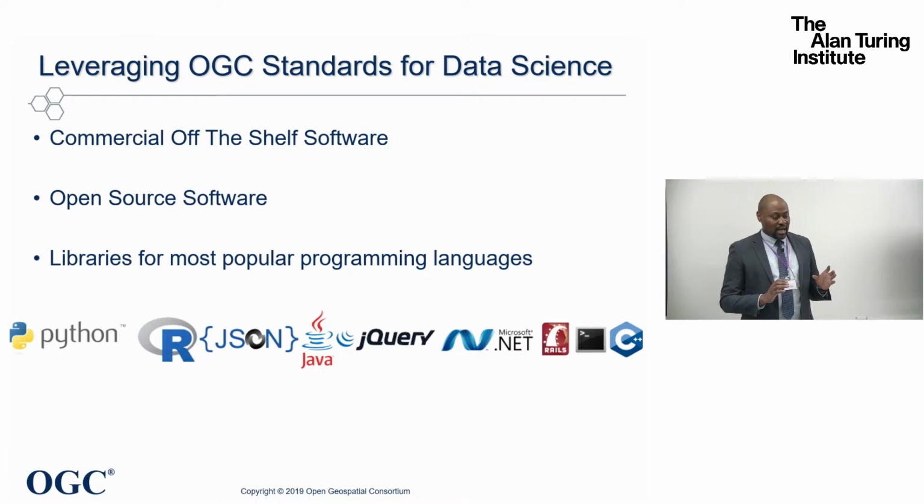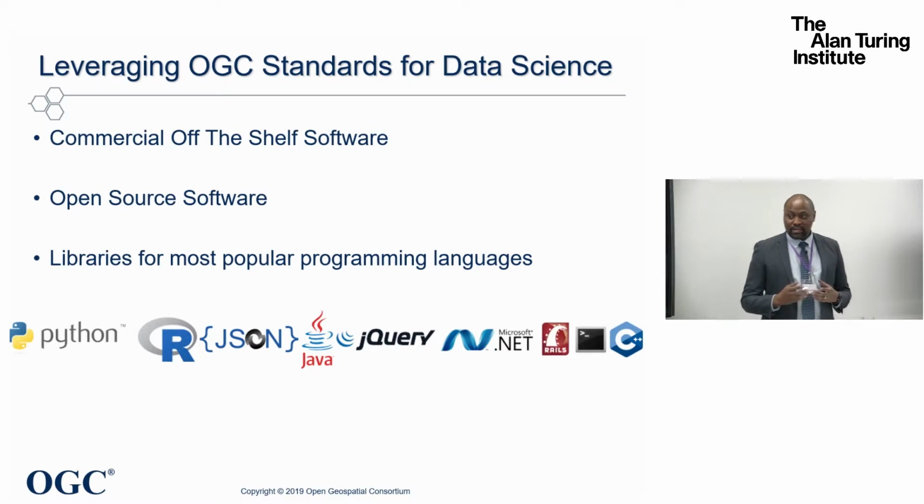Many of those standards are implemented by software products across the globe, not just commercial off-the-shelf software, but also open source software. The products that implement these standards cover a wide variety of programming languages. For instance, with Python, there's a Python library for GDAL. In fact, GDAL itself is built using C++, but it has Python bindings. And this is a library that makes it possible to convert between various formats, some of them being OGC standards.